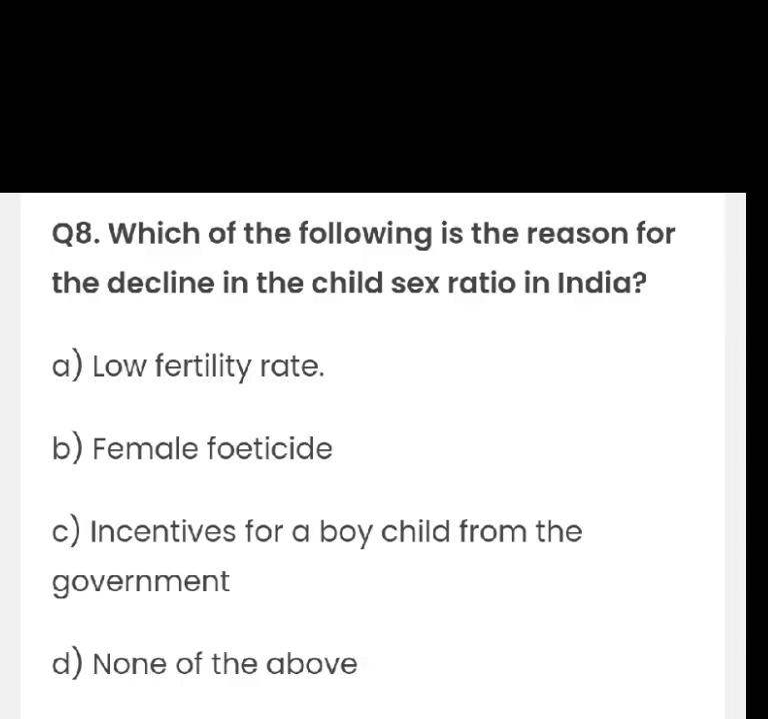Question number 8 is, which of the following is the reason for the decline in the child sex ratio in India? So option A is a low fertility rate, and option B is female feticide, and option C is incentives for a boy child from the government, and option D is none of the above. So here the correct answer will be option B, female feticide.